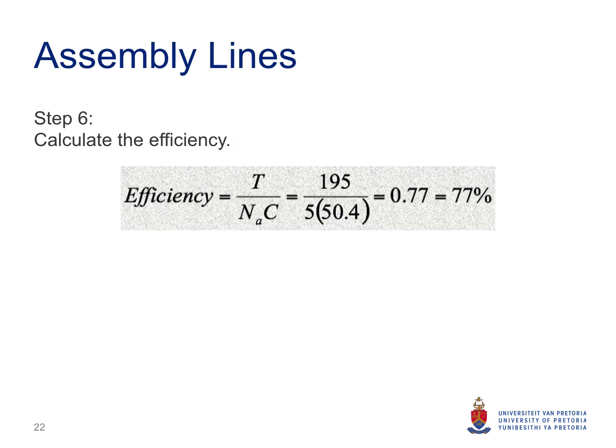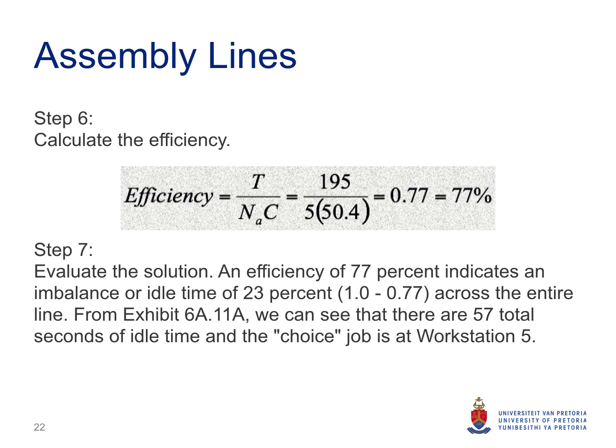So let us calculate the efficiency of the solution. Divide the total time required to build a wagon, 195 seconds, by the total time available for 5 workstations at 50.4 seconds per workstation. This gives us an efficiency of 77%. Step 7. This is very inefficient with 23% or 57 seconds idle time.